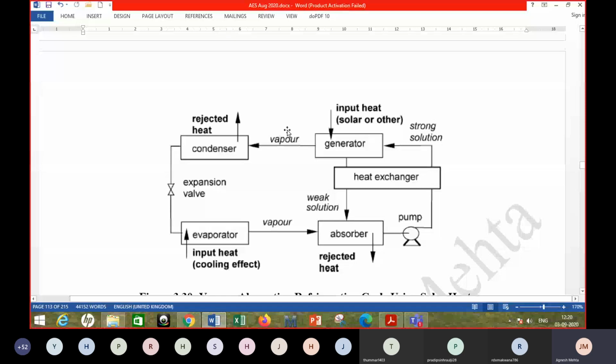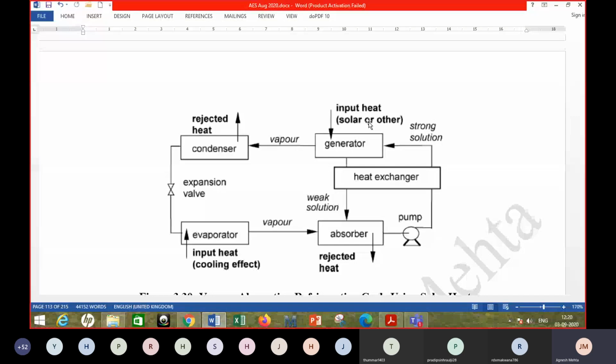But here we are talking about the vapor absorption refrigeration system, where the compressor is replaced with a few more components. So this system, of course, seems to be more complicated. So generally it is used only for large sizes, not for small sizes. People have been trying to make a small size vapor absorption refrigeration system commercially viable, but till date it hasn't been that successful.